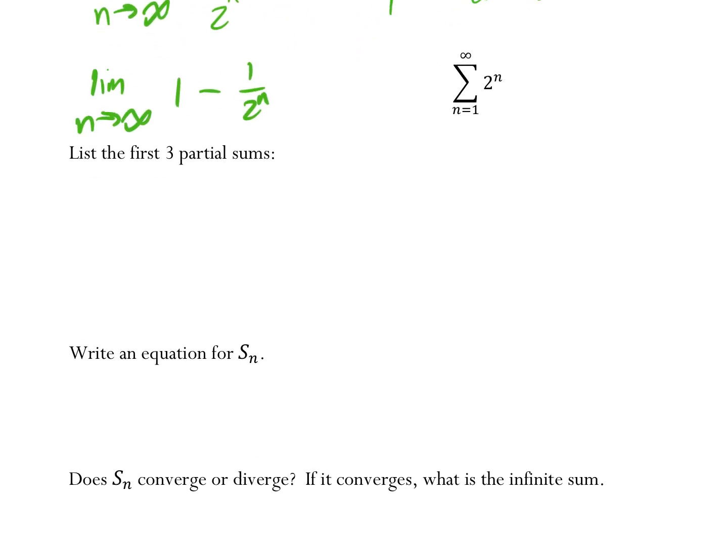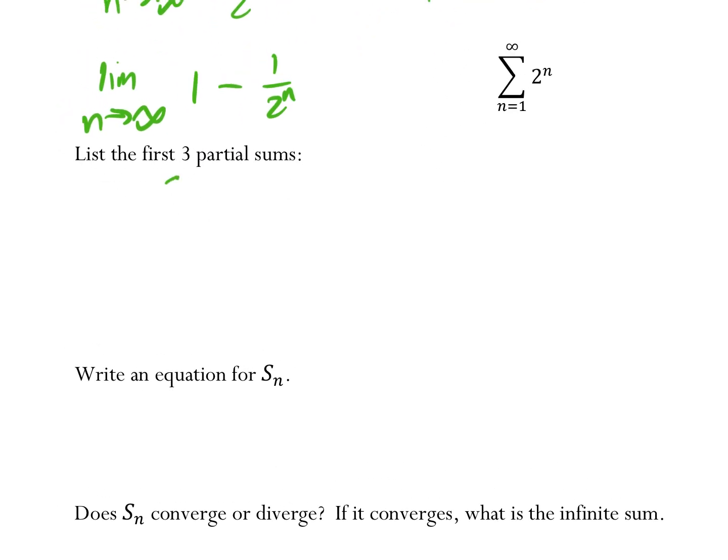All right. Now, what if we did 2 to the n? And I asked you to find S1, it would be 2. S2 would be 2 plus 4, right? Because S is the sum. S3, which is 6, by the way. S4 would be 14.